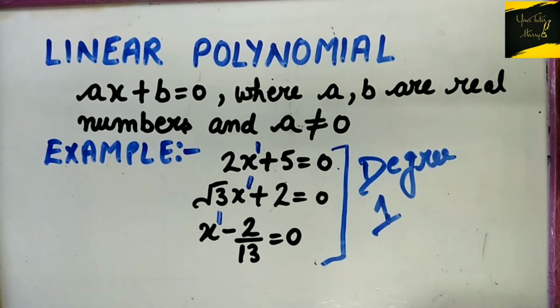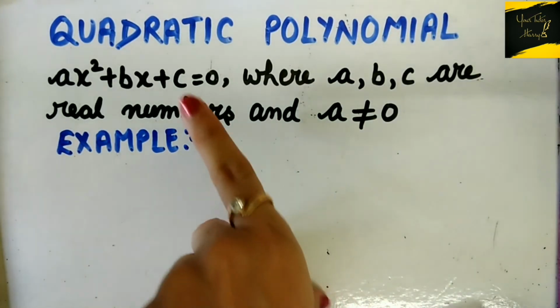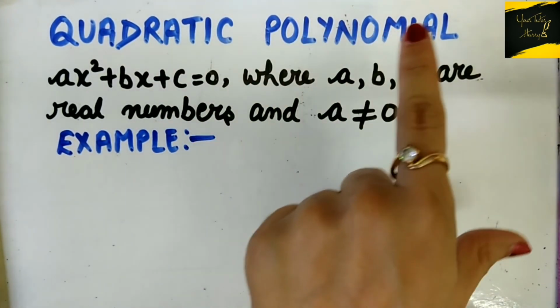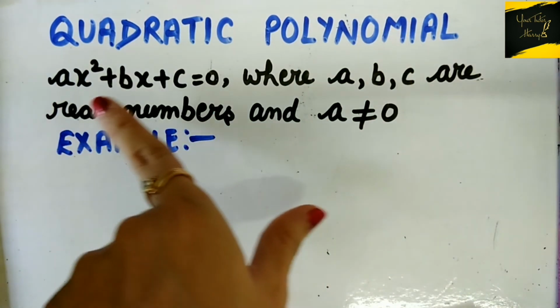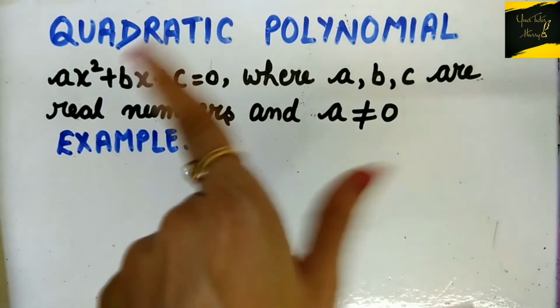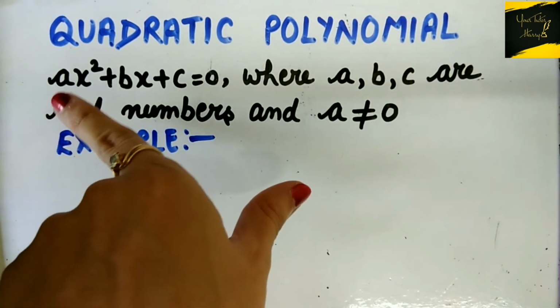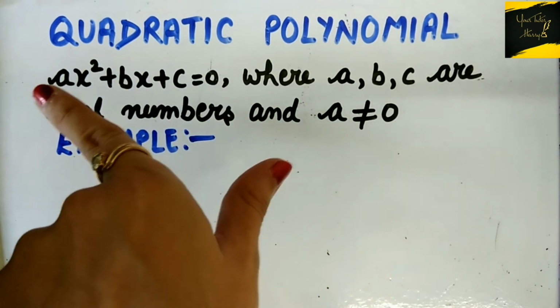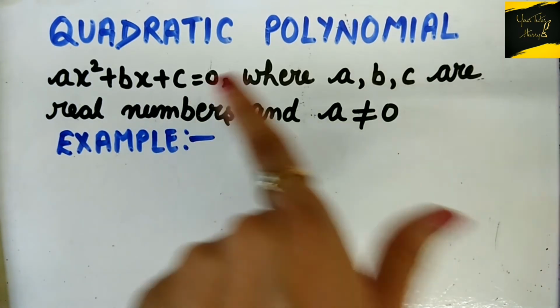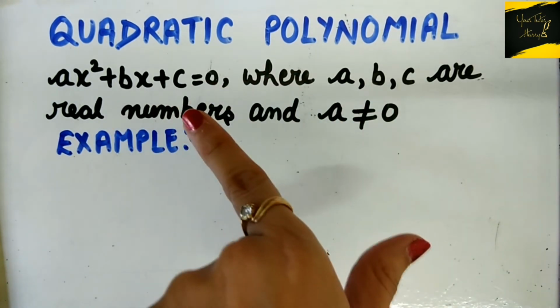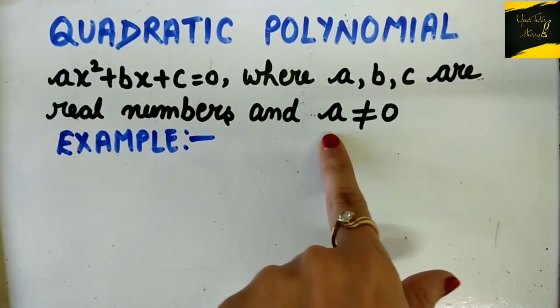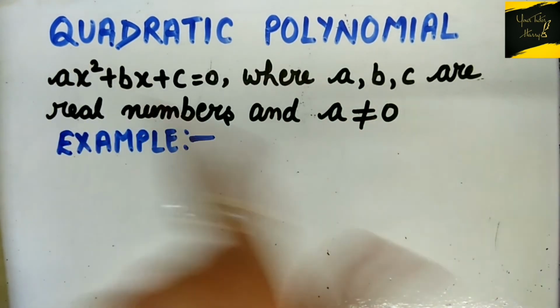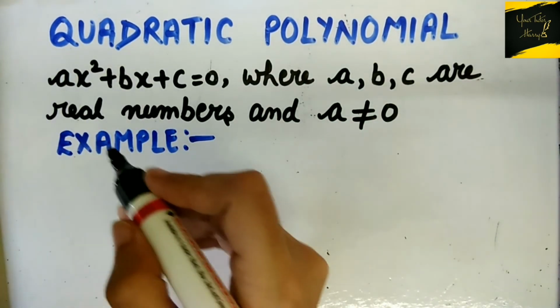So let's move towards the quadratic polynomial. So friends, our next category is quadratic polynomial. You can have a look at the statement similar to the linear equations. I have written here ax² plus bx plus c is equal to 0, where a, b and c are real numbers. But here, as I told you earlier, a cannot be 0.